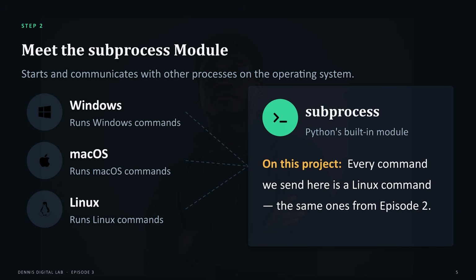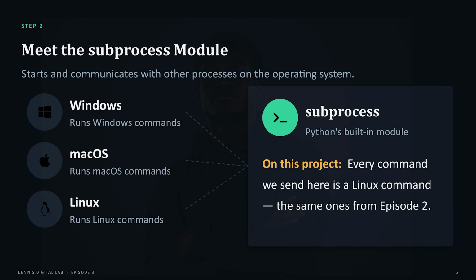The subprocess module gives Python the ability to start and communicate with processes running on the operating system. One important thing to understand here is that this isn't only for Linux. If you are running Python on Windows, you can use subprocess to execute Windows commands. If you are running Python on macOS, you can execute macOS commands, okay? And if you are running Python on Linux, you can execute Linux commands. But for this particular project, we are working on Kali Linux. So the commands we are going to send through Python will be Linux commands. And they are the same commands we were typing manually in episode 2, the ifconfig and the IP address commands, okay? So we are basically taking what we already know and connecting it to Python.